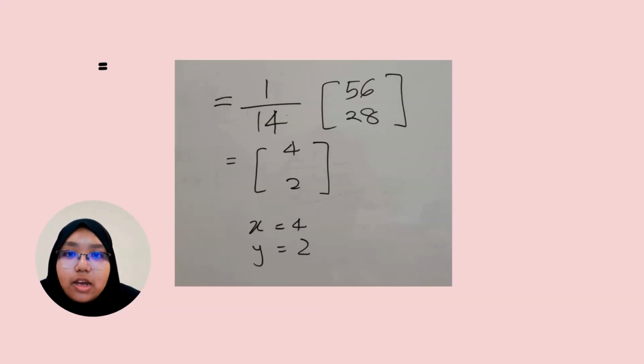Lastly, you will find the answer, which will be 56 and 28. After that, you will multiply the 1 per determinant with 56 and 28, and then you will get the answer 4 and 2. So x equals 4 and y equals 2.